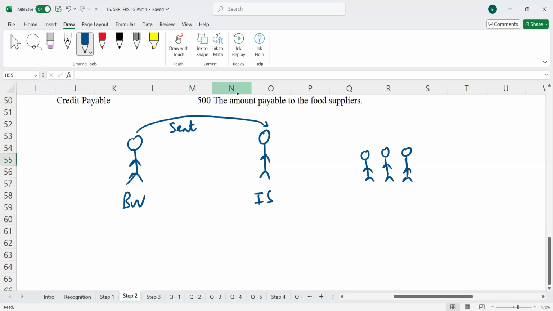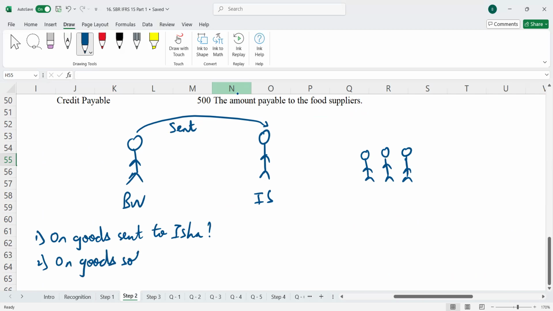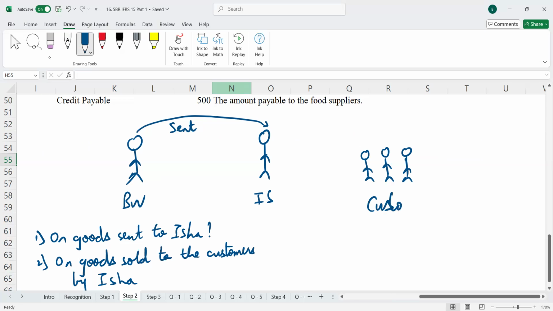When do I recognize revenue? Firstly, on goods sent to Isha, or on goods sold to the customers by Isha. Now, this is my question. Because when I send you goods and the date on which you sell the goods, the timing would be different. It's not possible that if I'm sending you goods today, you will be selling those goods today itself to the customers. Even you will take some time to sell these goods. Now, how do you recognize revenue in such a case?